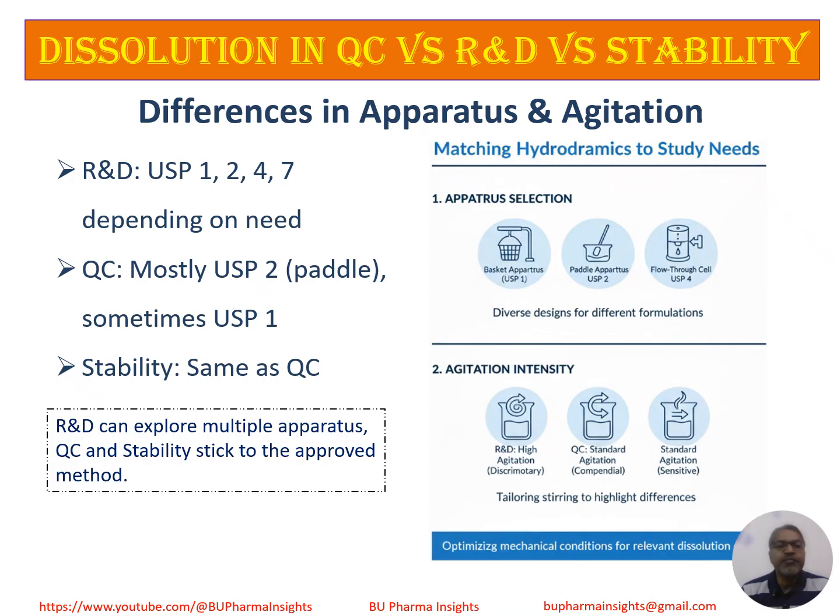In stability, the rule is simple. Use the same apparatus as QC. Consistency is essential for reliable trending over time. So remember, R&D flexible, exploratory apparatus selection, QC simple, approved and repeatable, stability identical to QC. The stage of development defines the level of flexibility.